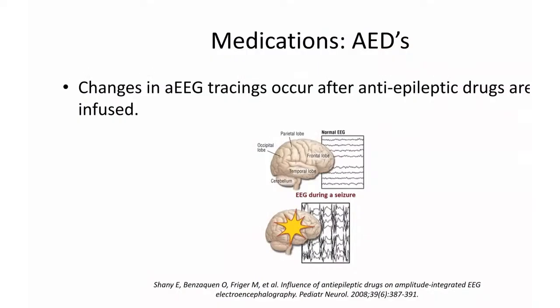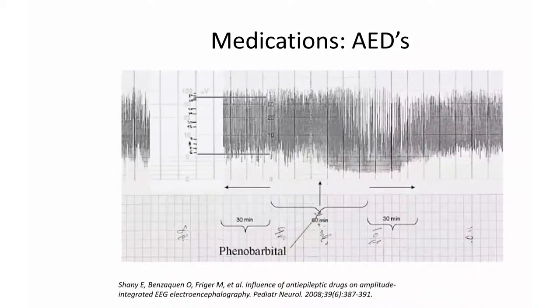Changes in aEEG do happen after anti-epileptic drugs, or AEDs, are infused. This is Dr. Shani from Israel. He's done a lot of great work around this. And this is an old tracing, an old pen and paper tracing. But what I love about this is, again, orienting you to the paper, 0, 5, 10, 25, 50, 100. So here we have the tracing, quite a nice normal pattern, lower margin greater than 5, upper margin greater than 10, this really nice pattern, and then phenobarbital given right here.